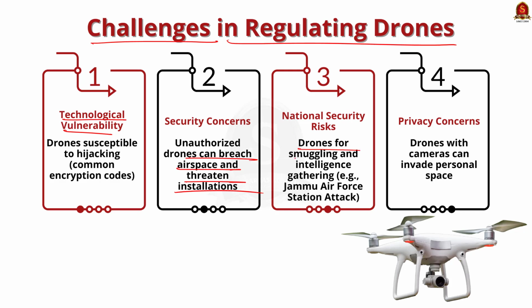Thirdly, drones can be used to smuggle illegal goods, narcotics, and weapons across the borders. They can be used to gather intelligence on troop movement and sensitive installations, which can breach national security. For example, India witnessed its first drone attack at the Air Force Station in Jammu on June 27, 2021, where 2 low-flying drones carried improvised explosive devices. Finally, drones equipped with cameras can invade personal privacy without consent. This raises privacy concerns. These are certain challenges associated with the regulation of UAV or drones. That's all about this article.